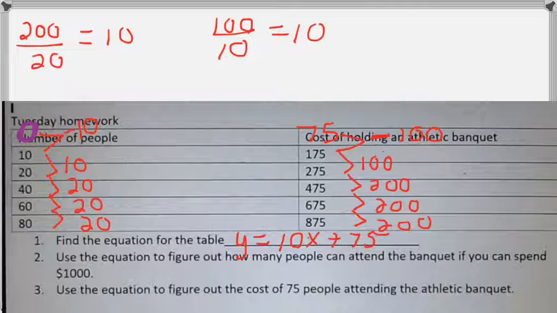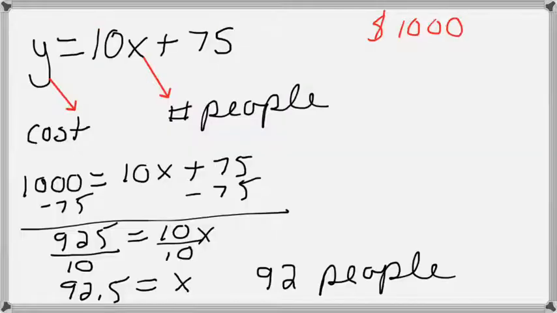The secret message is that the slope in this situation means that for every one person, it costs $10 to attend the athletic banquet, and the y-intercept means it costs $75 for 0 people. Okay, moving onward. Now I have to use the equation. My equation is y equals 10x plus 75, where 10 is the slope and 75 is the y-intercept.